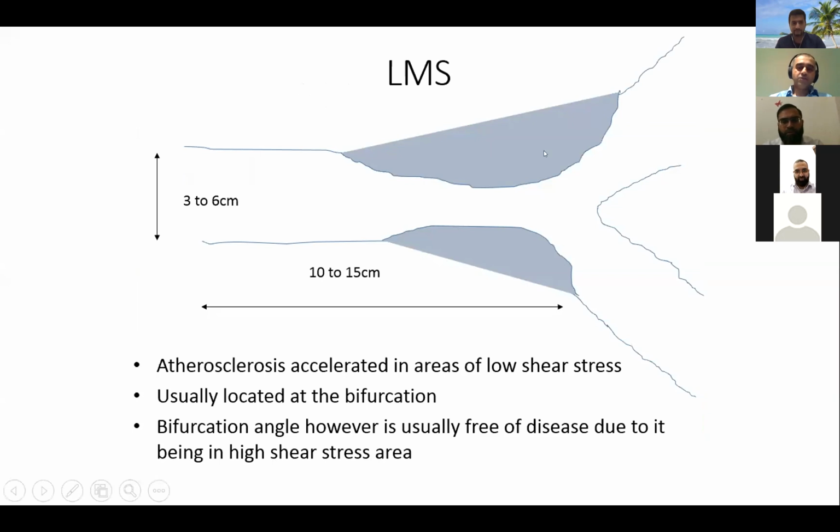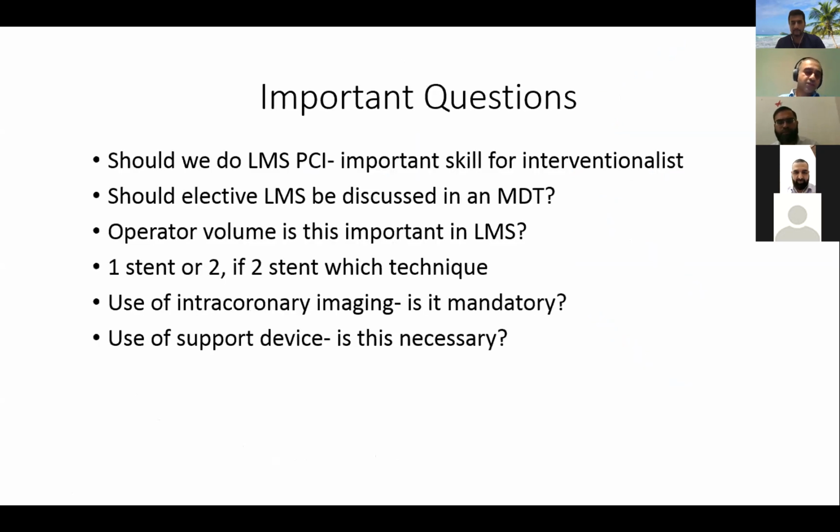What we've learned from intracoronary imaging and also, unfortunately, pathology, is that when this atherosclerosis is present, it extends out into both of the branches. It usually tends to spare, interestingly, the bifurcation angle. This is probably because of the high shear stress that is present here. So the cases that we're going to discuss today are all going to be left mainstem, but these are varied left mainstems. When we're tackling left mainstems as interventionists, there are a few important questions, and I'm hoping that my co-chairs will bring these into the discussion as we go along.